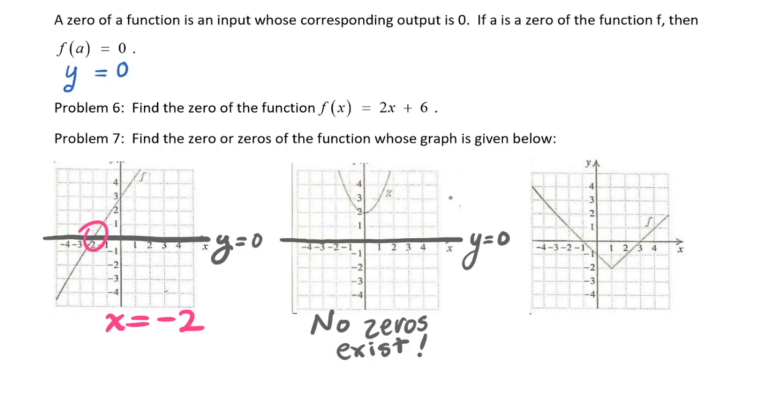And then lastly, we have this absolute value function. We want to know where this absolute value function crosses the x-axis. So where does it cross the line y equals 0? And we have 2 points. We have -1 and 3. So x equals -1 and x equals 3.